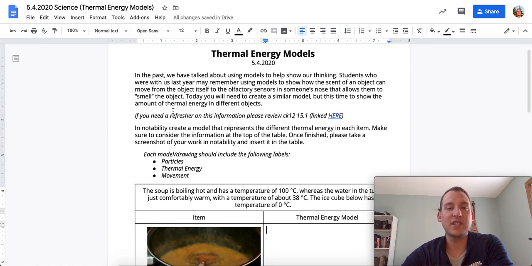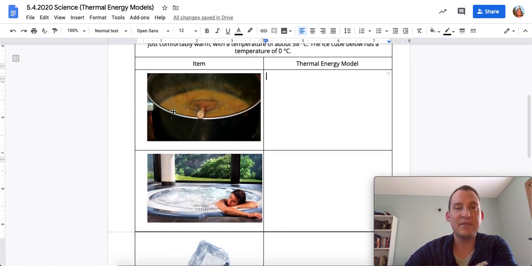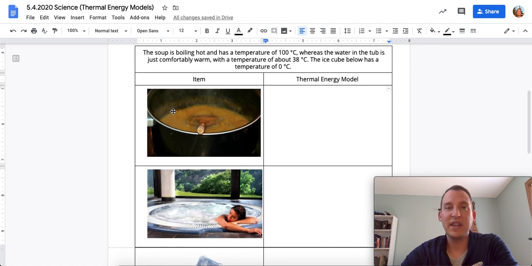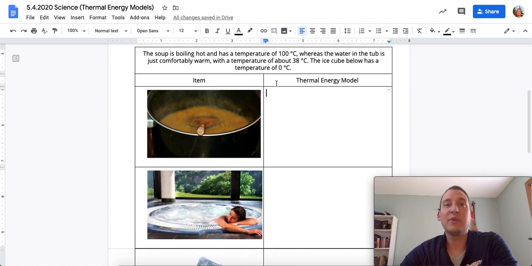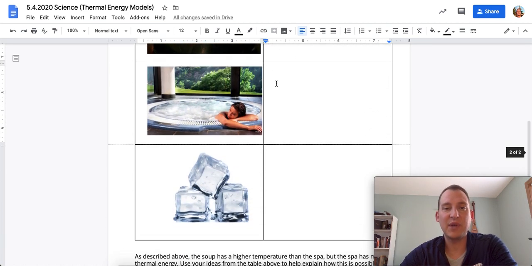But really what we want to dig into today are these three different things. We have hot soup that was roughly 100 degrees Celsius. We have a spa, hot tub, jacuzzi, whatever you want to call it, that was 38 degrees Celsius. And then we have ice cubes, which are 0 degrees Celsius.